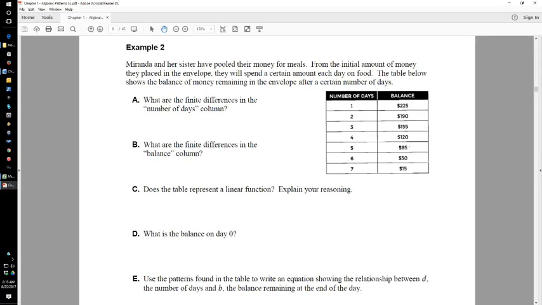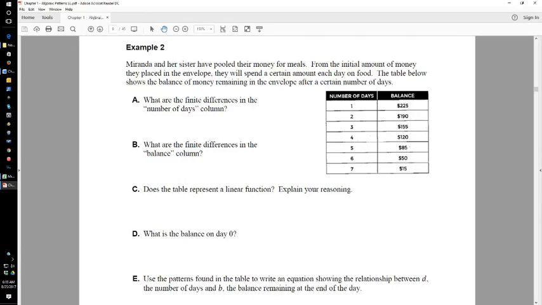Here we go. This is Algebraic Reasoning, Chapter 1.2, Example 2. Miranda and her sister have pooled their money for meals. From the initial amount of money they placed in the envelope, they will spend a certain amount each day on food. The table below shows the balance of money remaining in the envelope after a certain number of days.